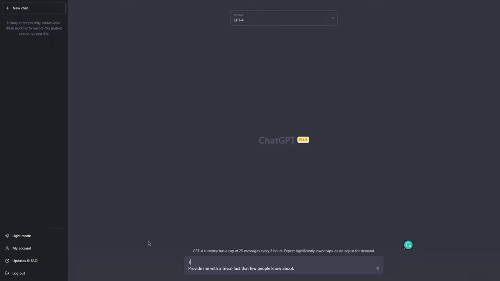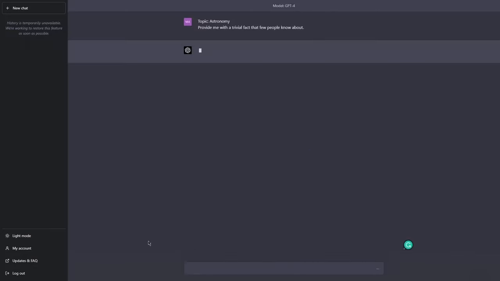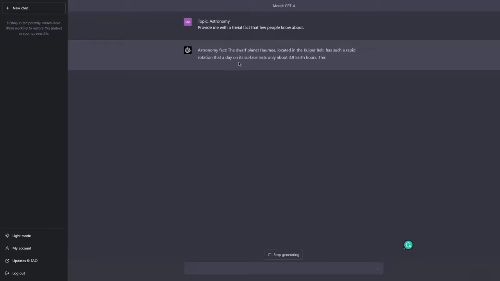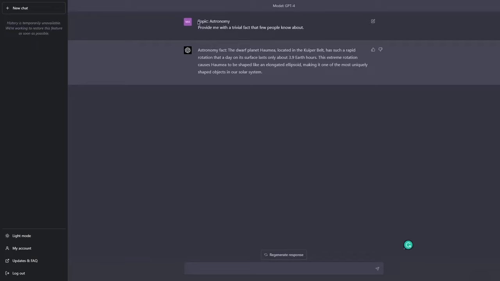So the detail I will add is the following: topic. And I will say that the topic is astronomy. And if I hit enter, I will get something else. Astronomy fact: the dwarf planet Haumea, located in the Kuiper Belt, has such a rapid rotation that a day on its surface lasts only about 3.9 Earth hours. This extreme rotation causes Haumea to be shaped like an elongated ellipsoid, making it one of the most uniquely shaped objects in our solar system. Interesting fact. So here we have an open-ended complex prompt.